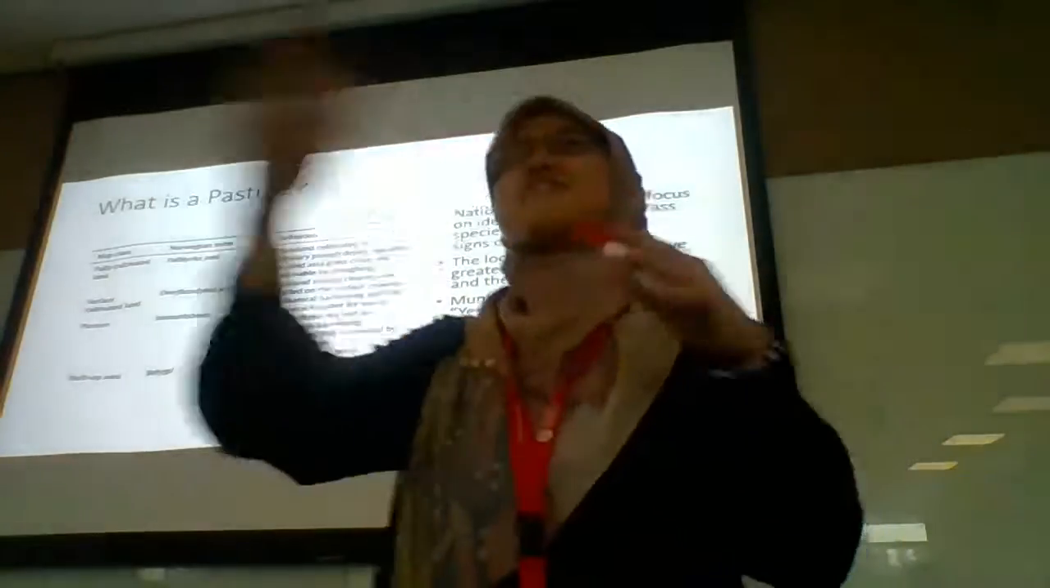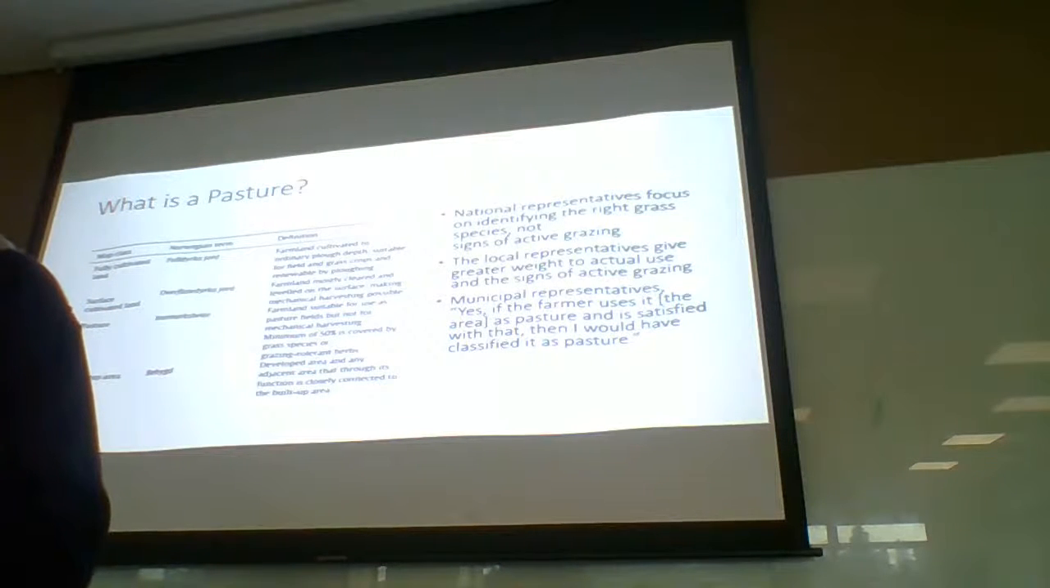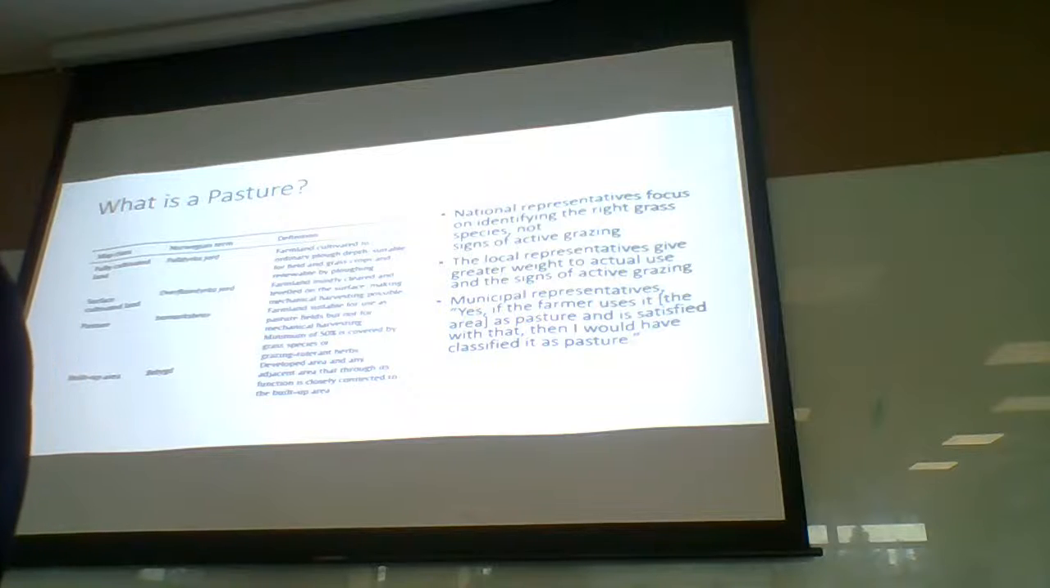Okay, I will move to four groups, and then I will give my perspective on how to read different social groups. I think there are four groups. The first one is the national representatives, or the government. They want to identify the right grass species, probably for biodiversity, to track biodiversity or for conservation, maybe. And then there are the local representatives who prioritize the actual use and the science of active grazing, but they're not very sure why. Maybe they want to collect tax.